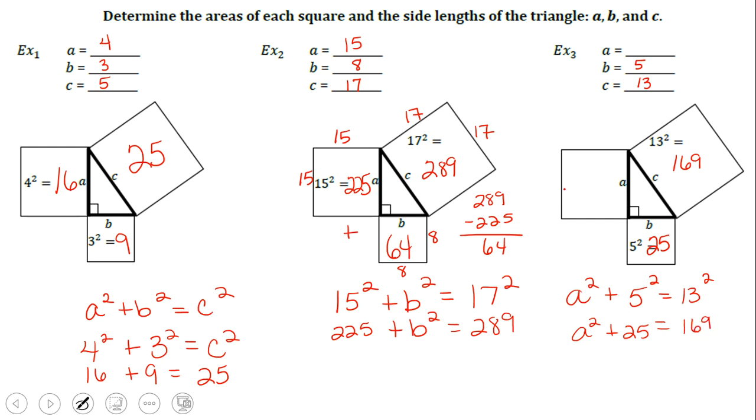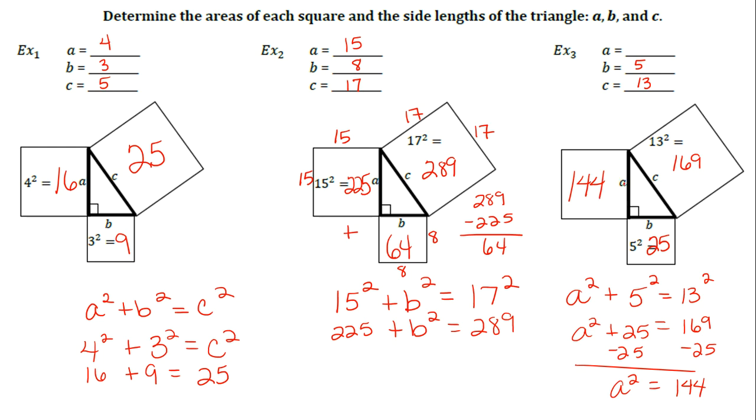Now, we need to know the area of this square, so we're going to subtract out 25. We'll just use it in our equation, and when we subtract out, a squared is 144. So this area is 144, but we want to know the length of the side of the square. So we take the square root, and when we take the square root of 144, we get 12.